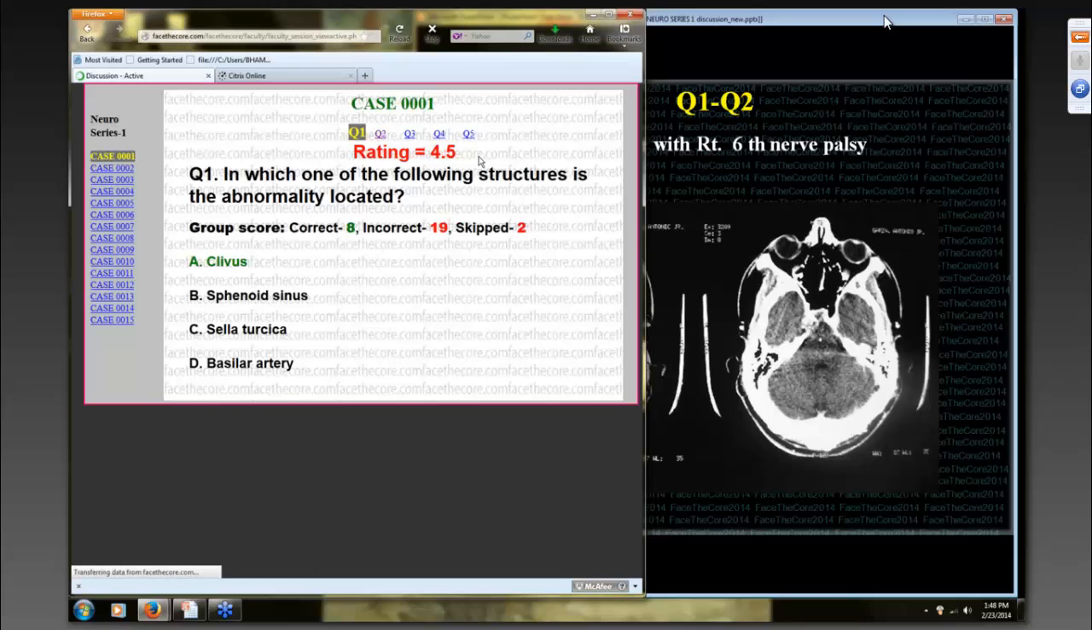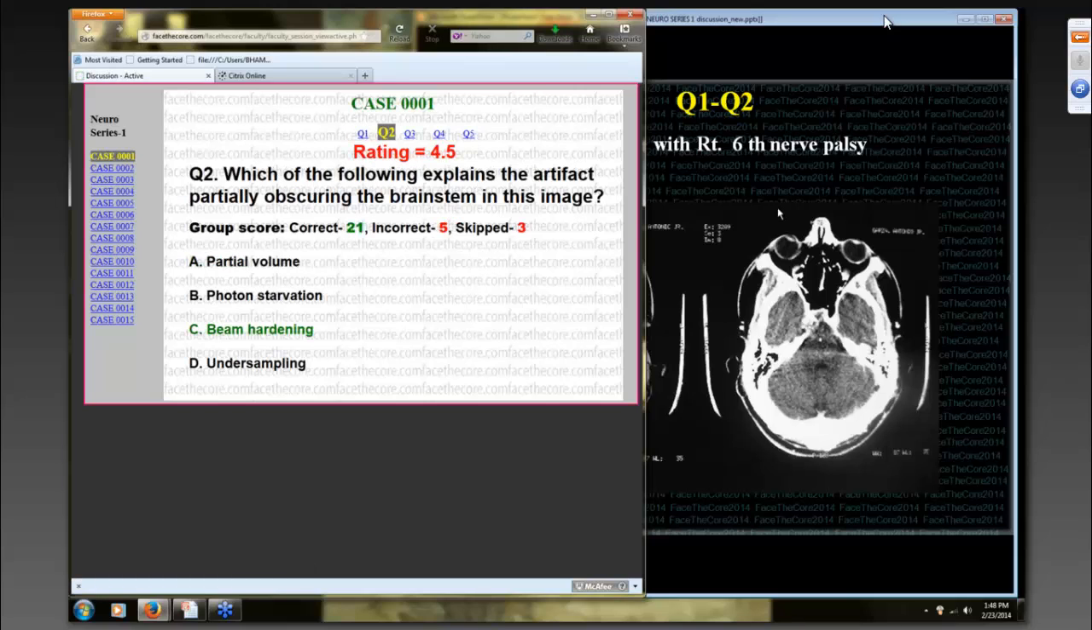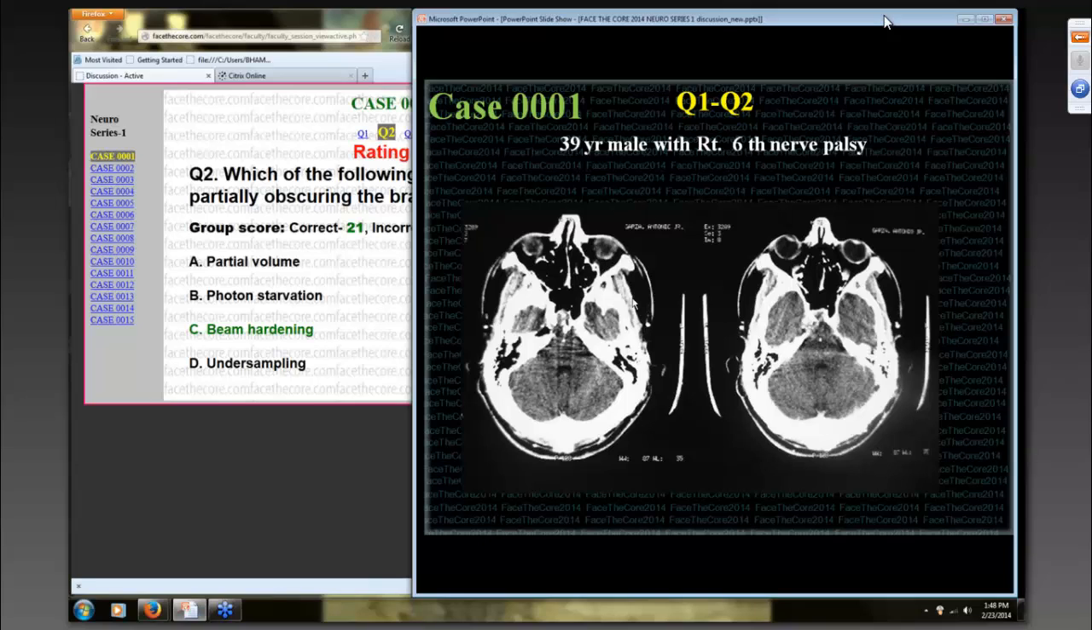Then going on to the second question. This is regarding an artifact that we see most often in the posterior fossa. This is the beam hardening artifact, which we see at the junction of the bone and the brain parenchyma. You will see multiple, usually horizontal alternate areas of increased and decreased densities, and that really makes the findings of the posterior fossa very difficult to interpret.